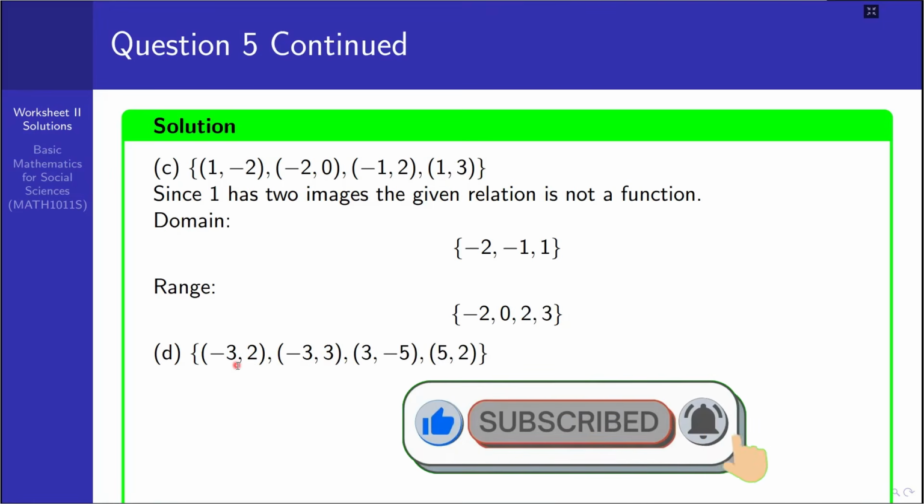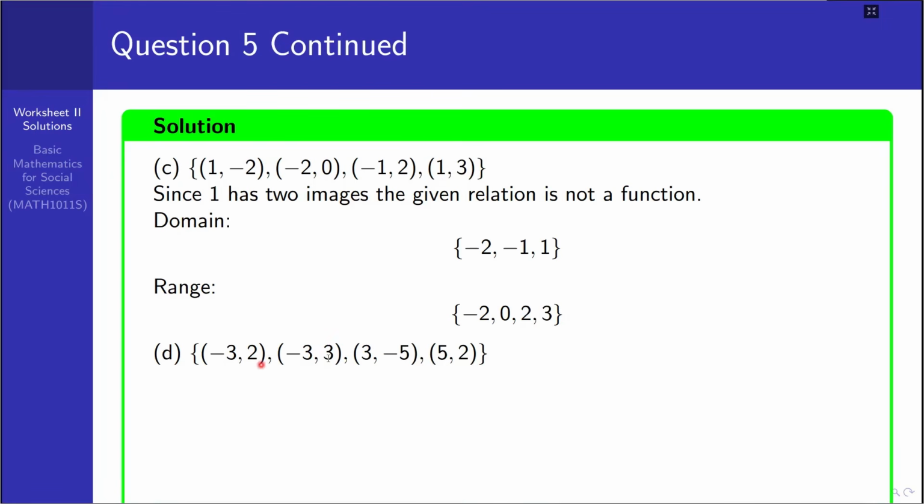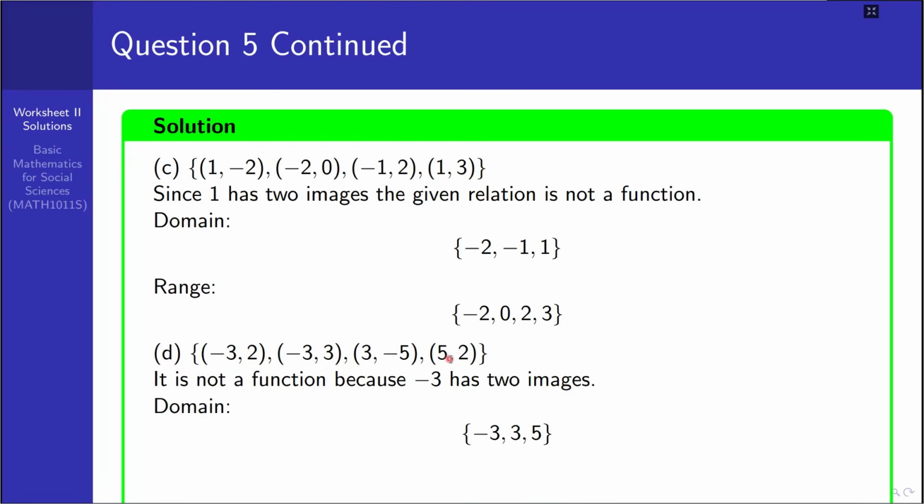Next, the last one. We said this is not a function, because -3 has two images, 2 and positive 3, which are different. So it is not a function, but what will the domain and range be? The domain is -3, positive 3 and 5, and the range could be positive 2, 3, negative 5, and positive 2 again, that means -5, positive 2, 3. Okay.